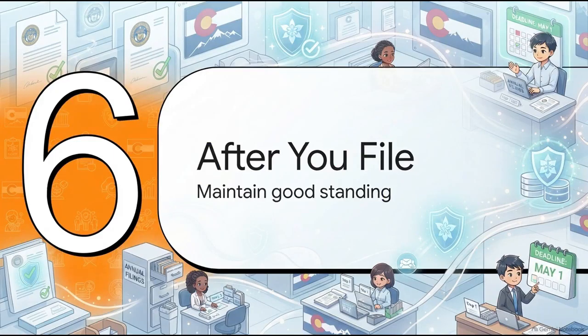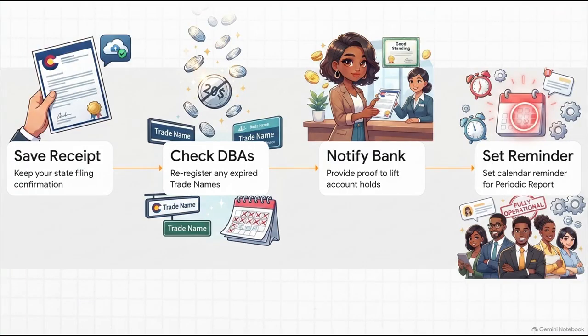Section 6. After you file. Best practices for maintaining your newly restored status. Okay, your filing is accepted, but we're not totally done. First, save your state filing confirmation. If your bank put a hold on your business accounts, you're going to need to show them this proof of good standing to lift those restrictions.